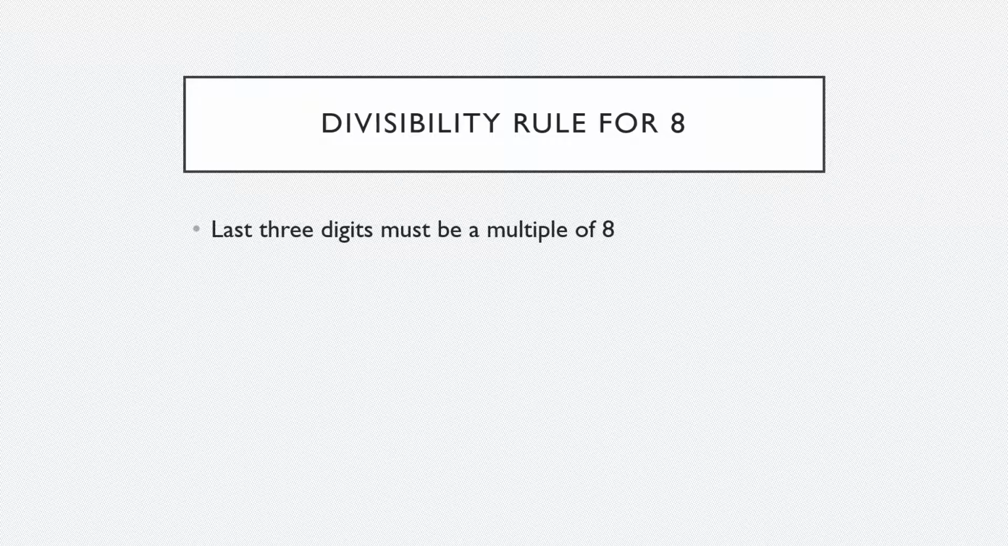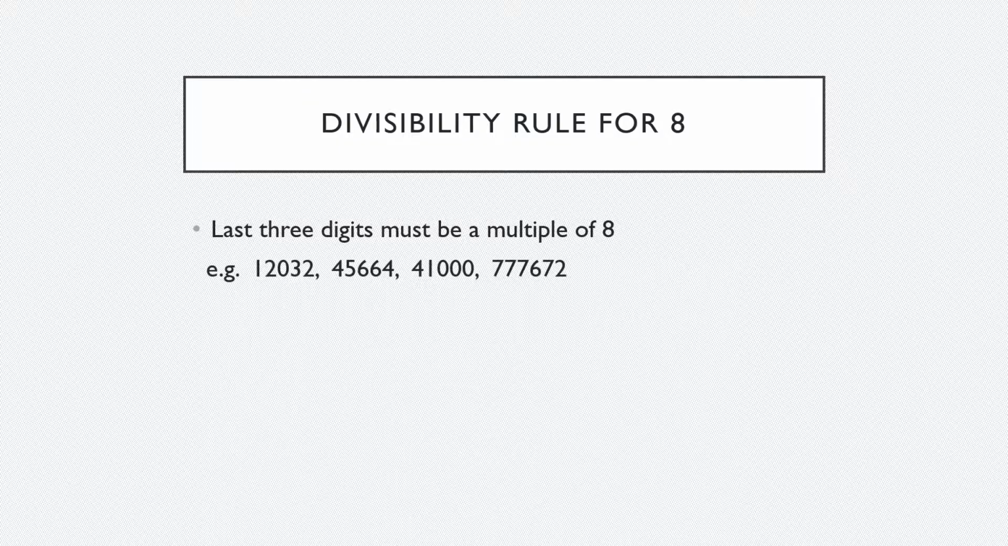The divisibility rule for 8 is similar to that of 4 and also that of 2, in that we are observing the end of the number. In this case, you are looking at the last 3 digits of the number. If the last 3 digits of the number are divisible by 8, or are a multiple of 8, then we can conclude the number is divisible by 8.